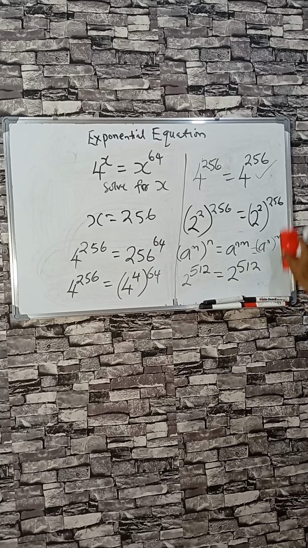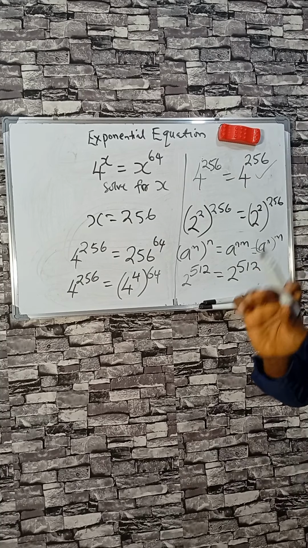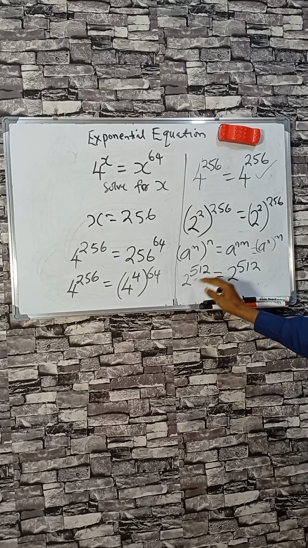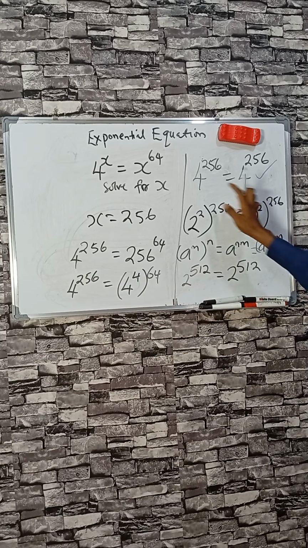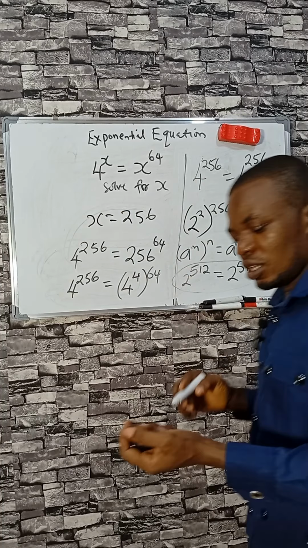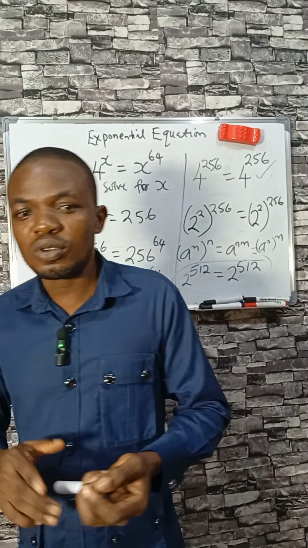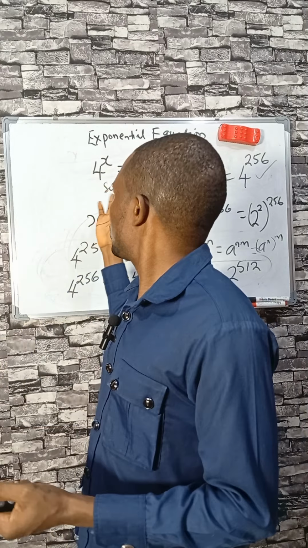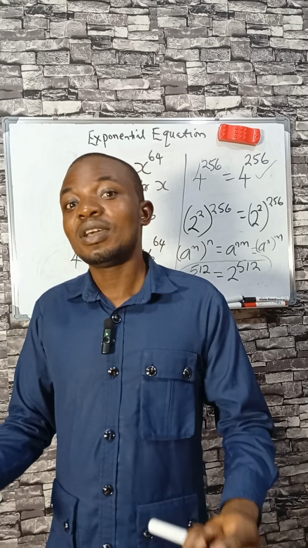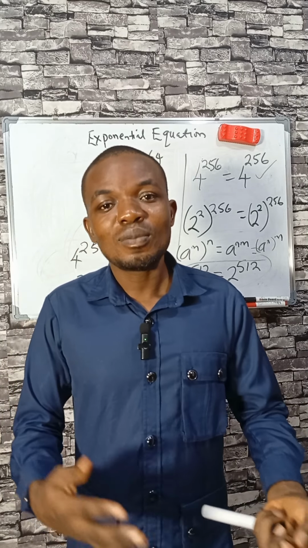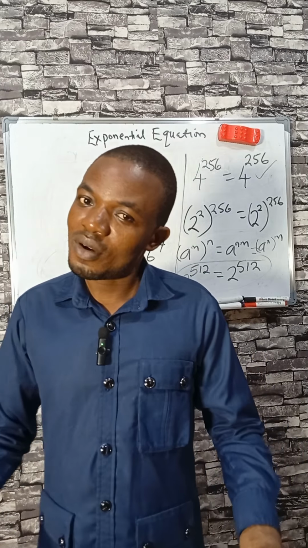512. And whether you use base 2, you have 2 raised to the power of 512, both on the left hand side and on the right hand side. If you use base 4, you have 4 raised to the power 256 here and here. So if the left hand side equals the right hand side when substituted with 256, what should that tell us? It means that the value of x being equal to 256 was very correct.